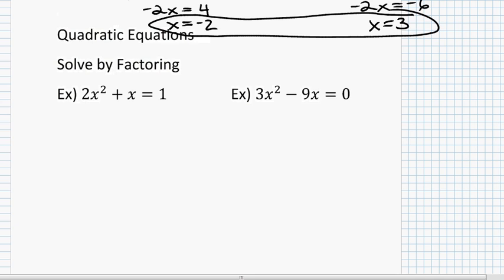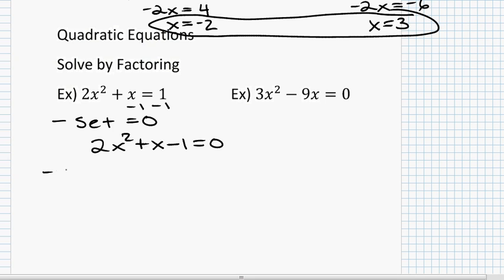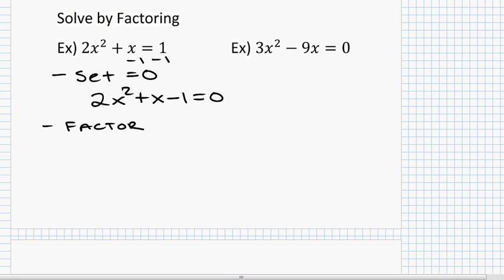Solving by factoring. Remember, the first thing you need to do is to set them equal to 0. So in this case, you need to move the 1 over. So you get 2x squared plus x minus 1 equals 0. Then you need to factor. And remember that here you're going to multiply the first and the last to get negative 2. So the factors of negative 2 that add to 1 are positive 2 and negative 1.